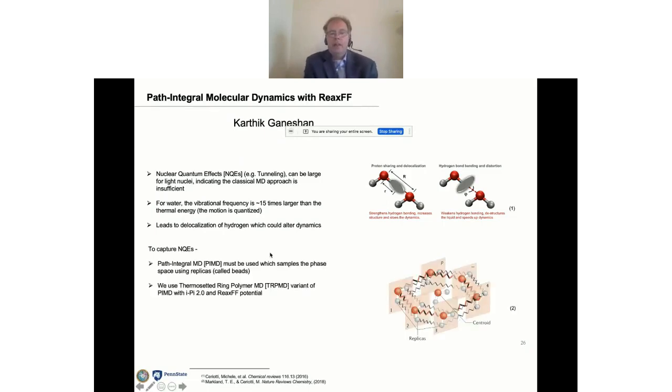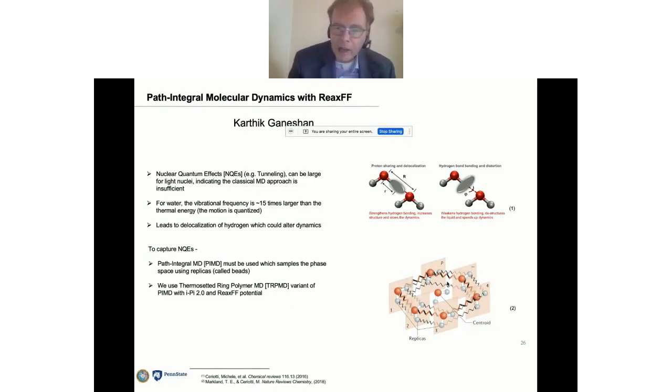In path integral molecular dynamics, we use multiple replicas. That clearly takes some expense because each replica has the cost of one of your regular MD simulations. But this allows us to capture some of that non-classical behavior and get some of the tunneling effects into there. So we used the thermostatted ring polymer MD, and that allows us, with 10 beads, to give a reasonably good approximation.